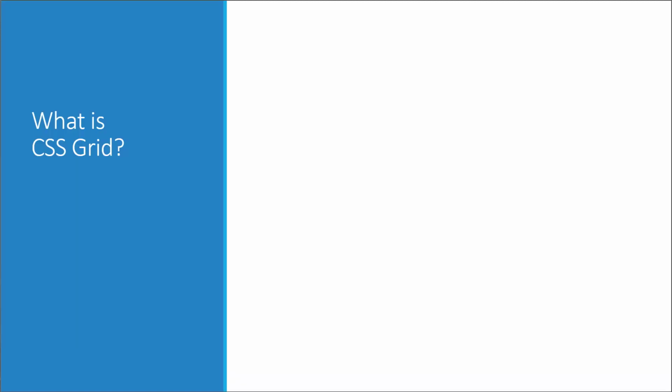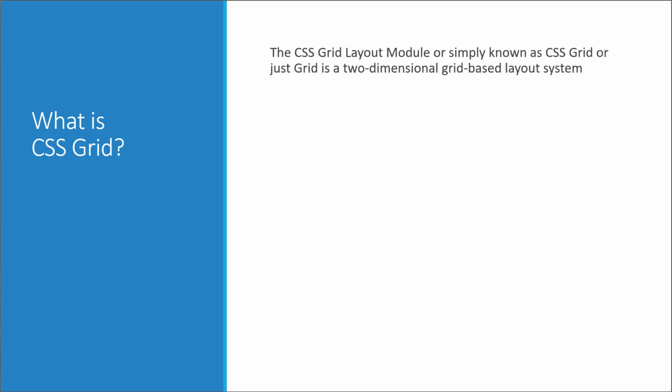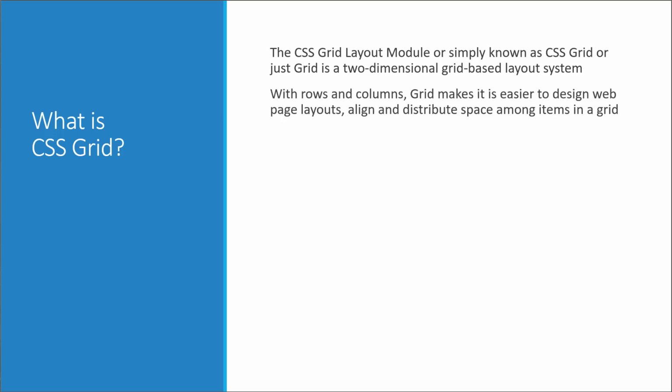What is CSS Grid? The CSS Grid layout module, or simply known as CSS Grid or just Grid, is a two-dimensional grid-based layout system. With rows and columns, Grid makes it easier to design web page layouts, align, and distribute space among items in a grid.